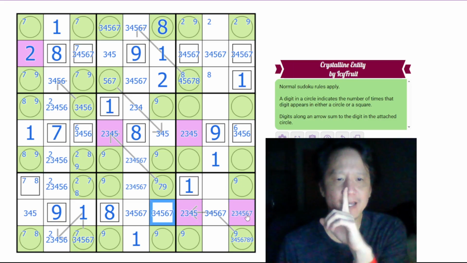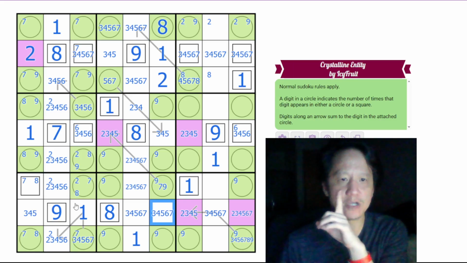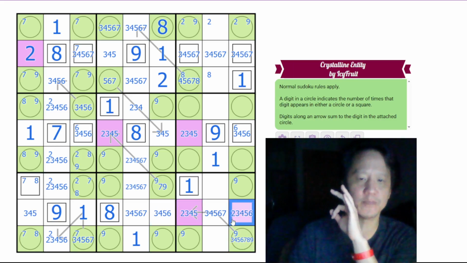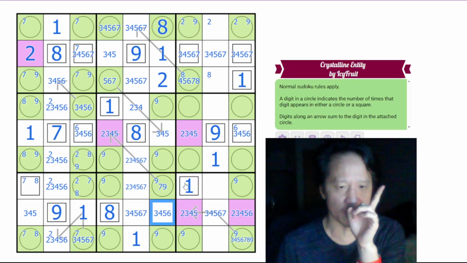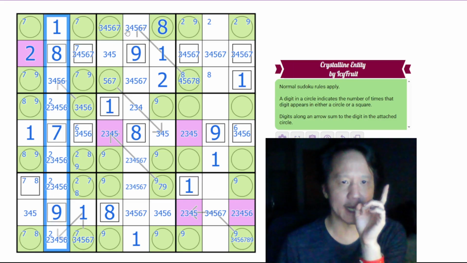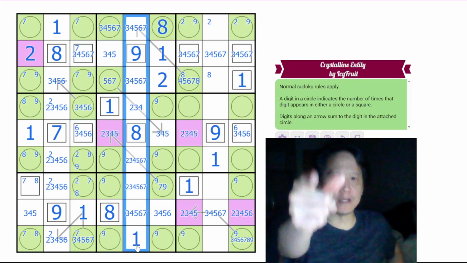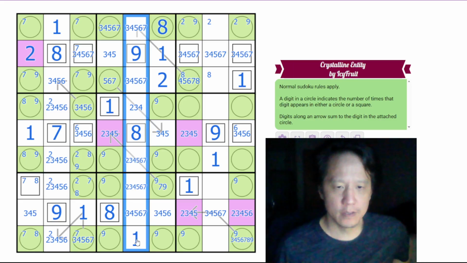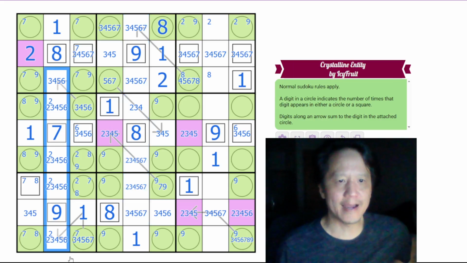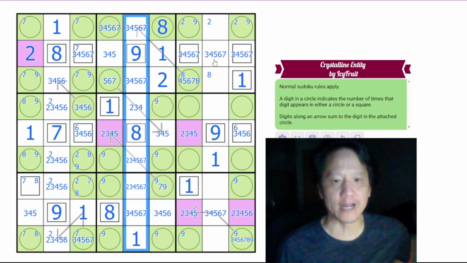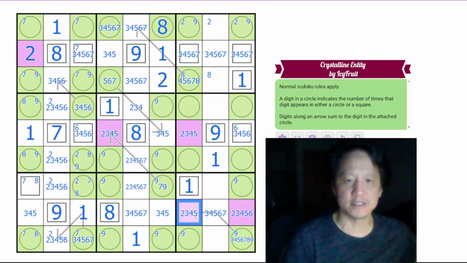Again, 7 cannot be outside of columns 2, 5, or 8. Outside of a circle or square outside of columns 2, 5, and 8. So this can't be 7. I think the same thing with 6 also, right? Yeah. Bingo. Okay. 6 cannot be outside of a square or circle outside of columns 2, 5, and 8. We're guaranteed that. So this can't be 6, and this can't be 6.